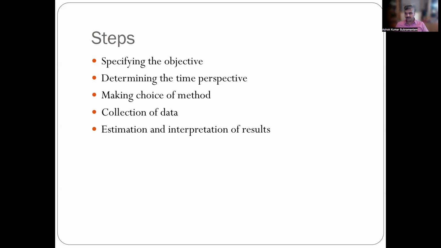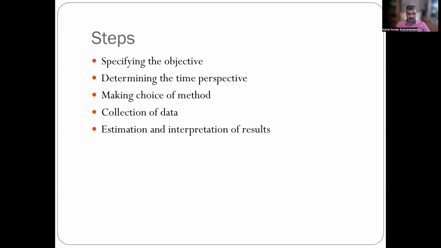First, you have to specify the objective clearly, and determine the time perspective. You have to clearly mention the time before going into a demand forecasting. If I'm going to do a demand forecasting, I have to fix a time and then go for demand forecasting. Third one, making choice of a method. As I said, there are 2 types of method. One is the qualitative method, the other one is the quantitative method. You have to exactly choose, because this is the prerogative of the organization. They have the freedom to choose whatever method they want. So choosing of the method and collecting the data without any mistakes and without any alteration.